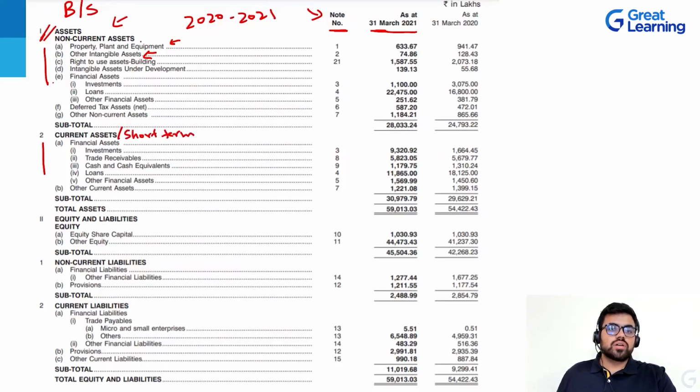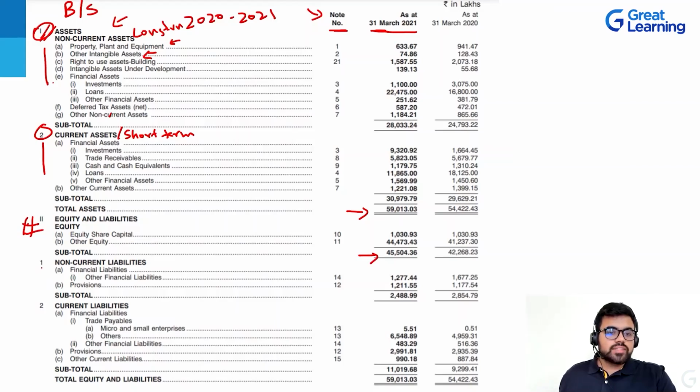This is the long-term ones. Okay. So the total of these two, 1 and 2, would be mentioned over here. So this is the total assets. The second part that comes is equity, share capital and other equity. The total of that is also mentioned here, 45,504 lakh rupees.